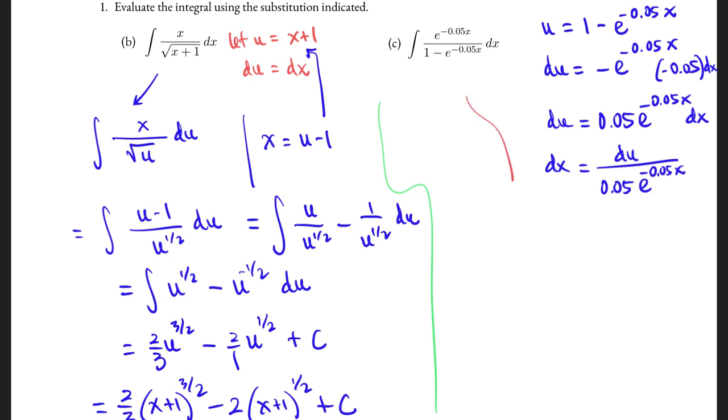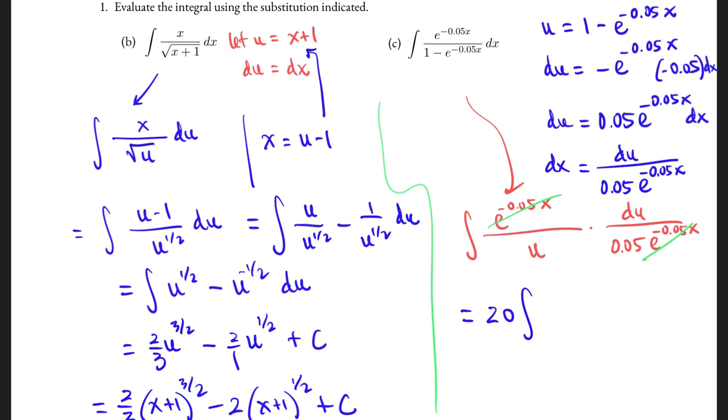Rewrite the given integral. We have the integral of e to the negative 0.05x over 1 minus e to the negative 0.05x, which is now simply u. Dx is du over 0.05 e to the negative 0.05x, and we see that we can cancel out e to the negative 0.05x. 1 over 0.05 is 20. The integral of 1 over u du.